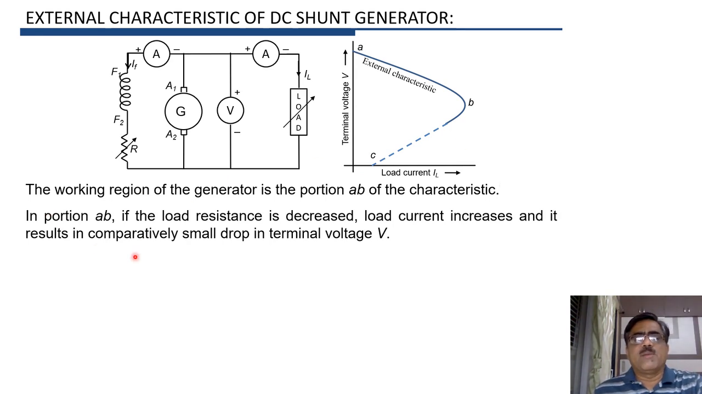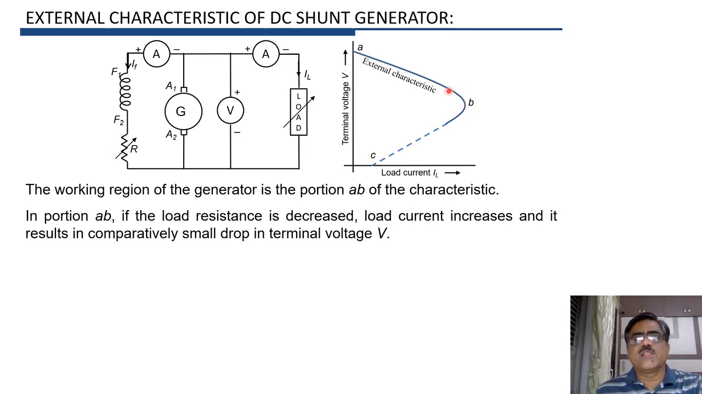Now let us see what happens in portion AB. The current drawn by load is equal to voltage across load divided by resistance of load. So current drawn by load IL is equal to terminal voltage V divided by load resistance RL. Now if load resistance RL is reduced, current drawn by load IL should increase. So this happens in this region AB.